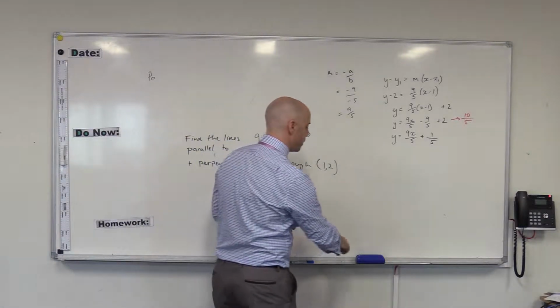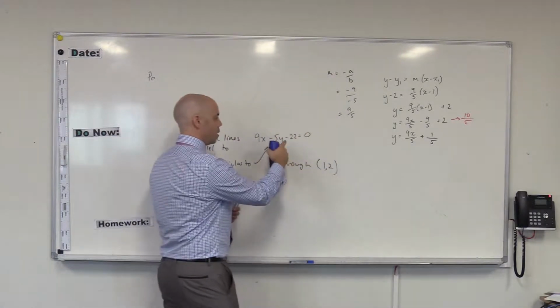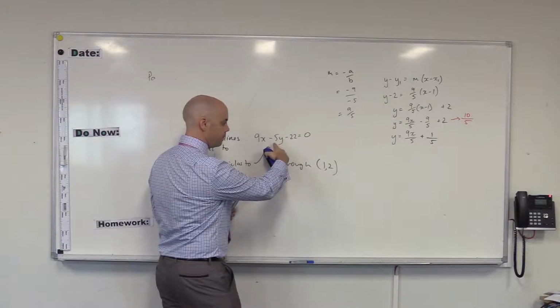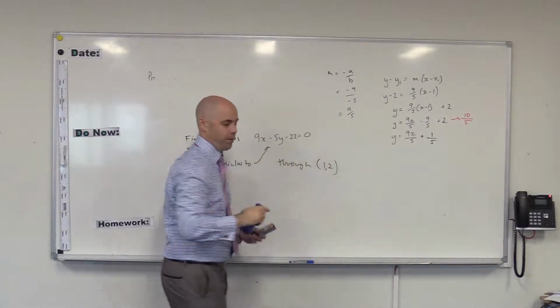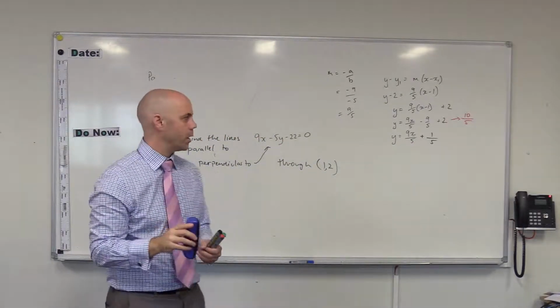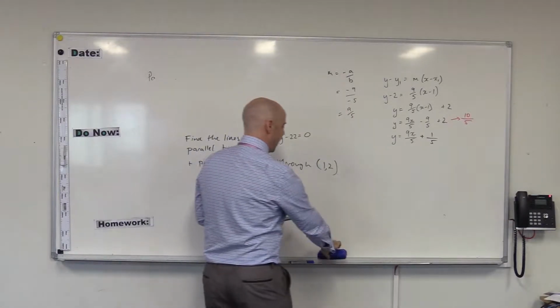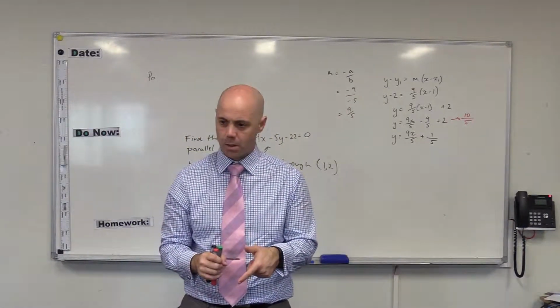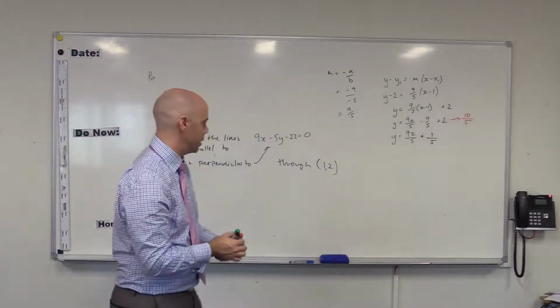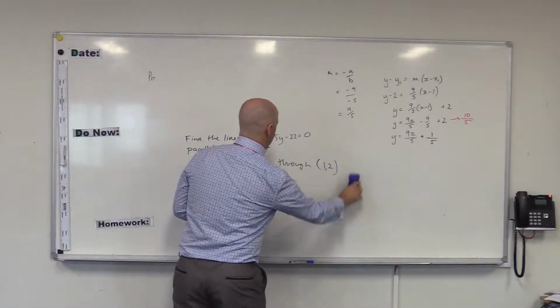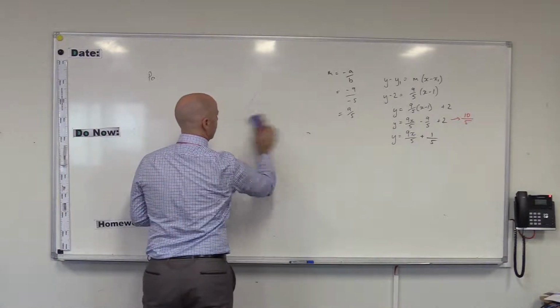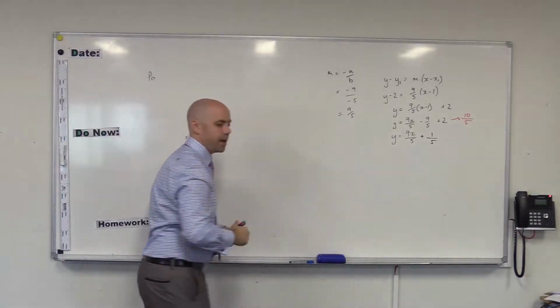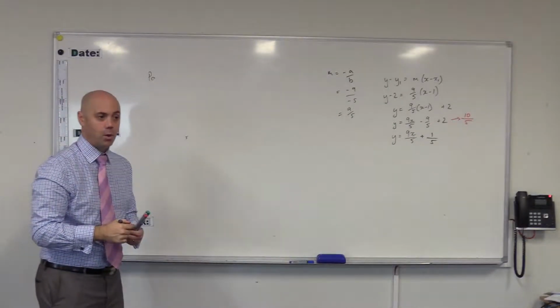Let's now go for a perpendicular line, perpendicular to that line, and it's got to be through that point. Okay, we're going to go through exactly the same steps, except we've now got a different gradient. So what is the new gradient? Remember, to calculate the gradient of a perpendicular line, you do what?